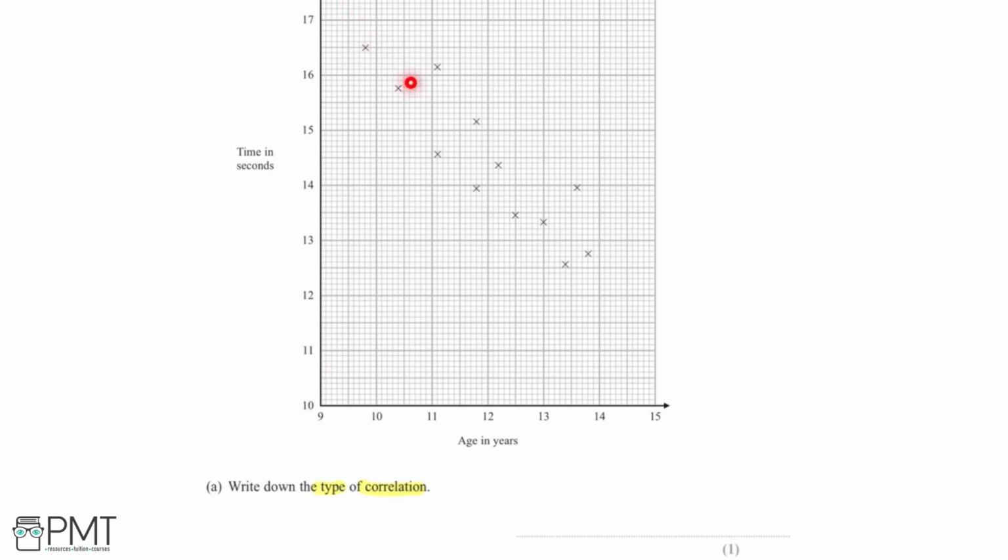We can see this negative gradient here. If we were to draw in a line of best fit somewhere down here, it would have a negative gradient. So here we're going to have a negative correlation. So as one of the variables increases, the other decreases.